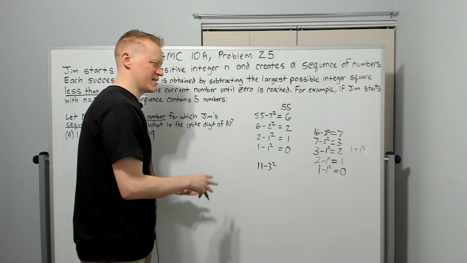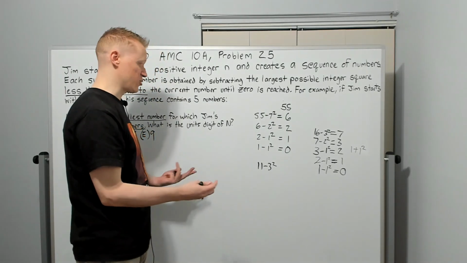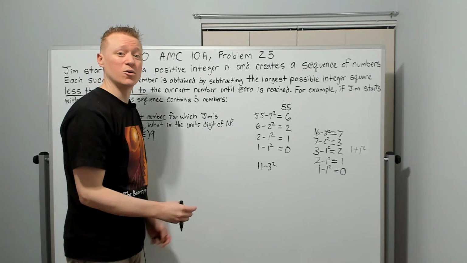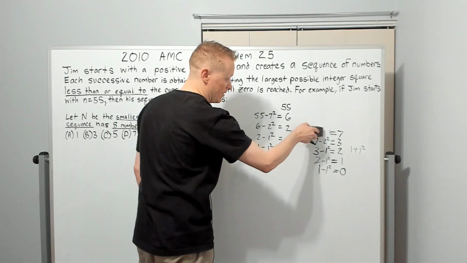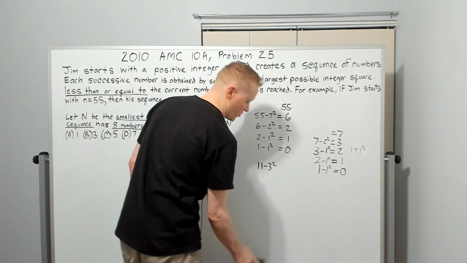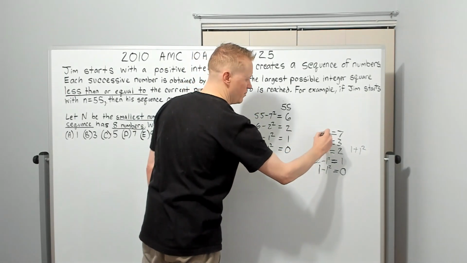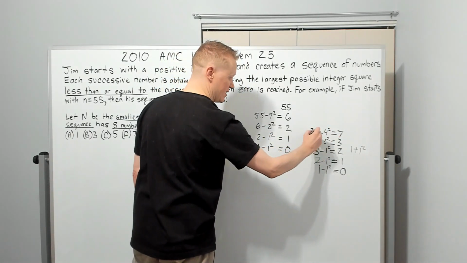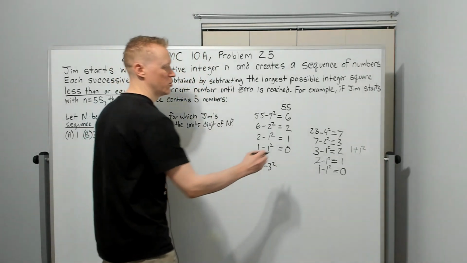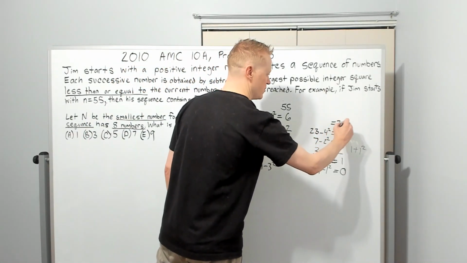The problem is 16 would have subtracted itself. It would have subtracted 4 squared instead of 3 squared. So that's not going to work either. Therefore, this cannot be 3 squared. Let's go back one more then and say 4 squared. 7 plus 16 is 23. That's going to work. This number becomes 23.